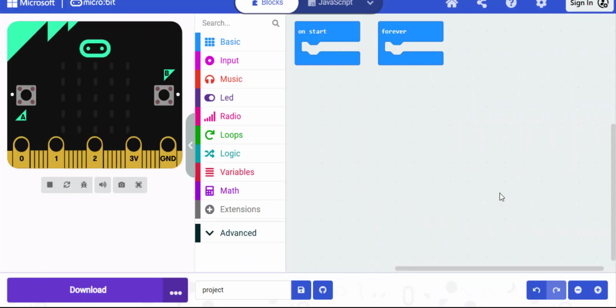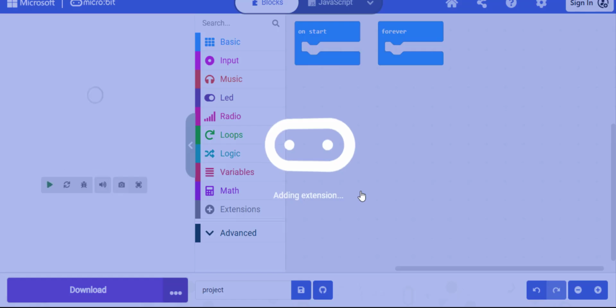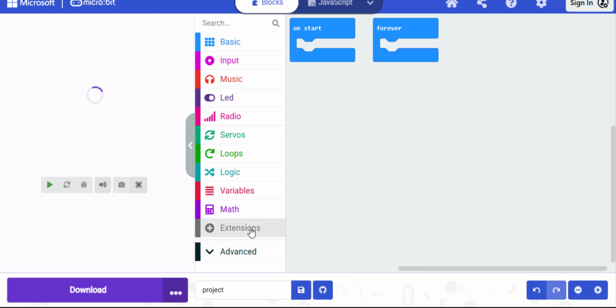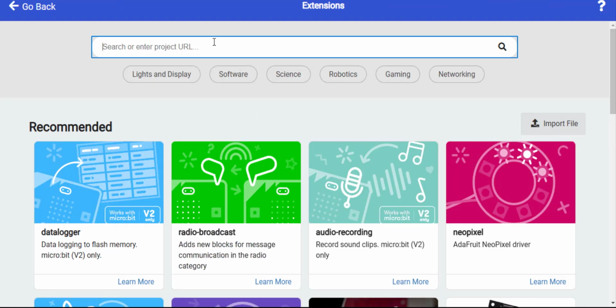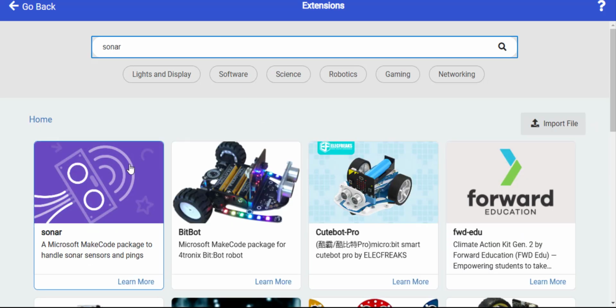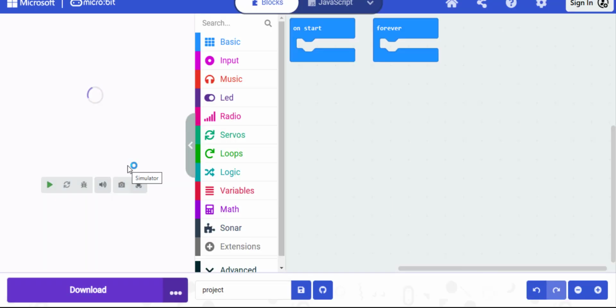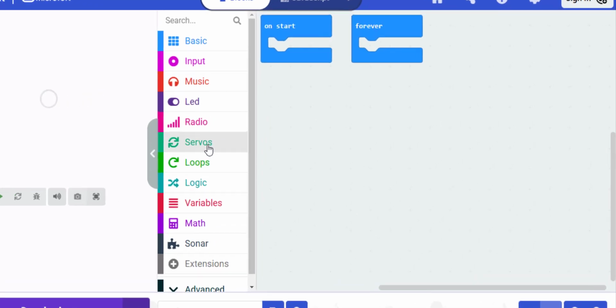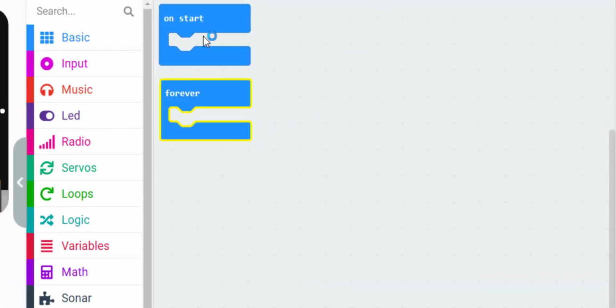Now let's write the MakeCode program for the automated parking system. First add the servo and sonar extensions. Then initialize the servo angle.